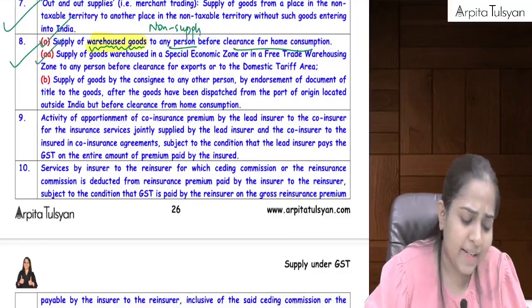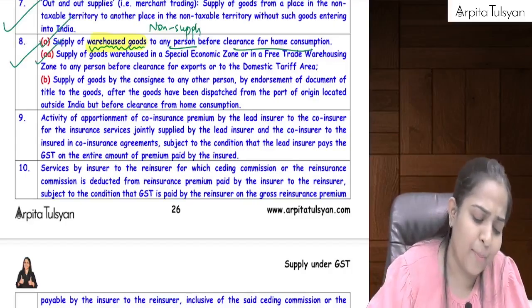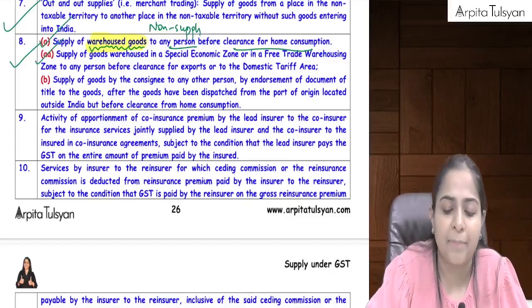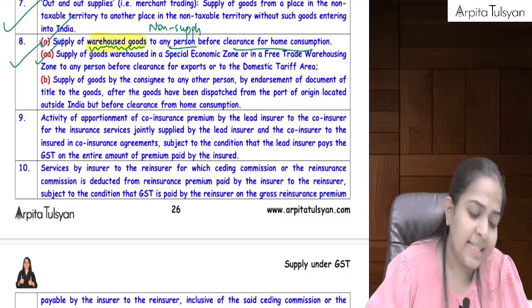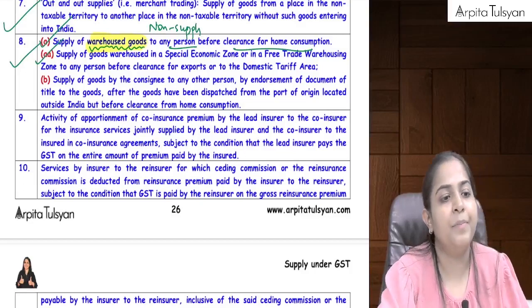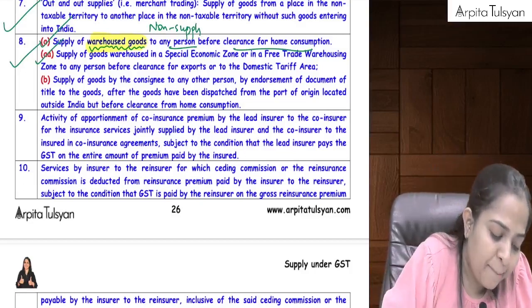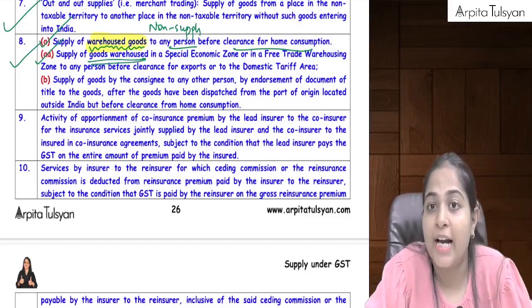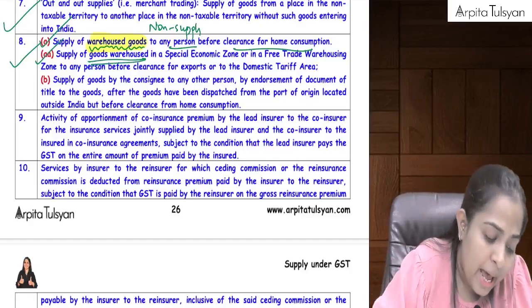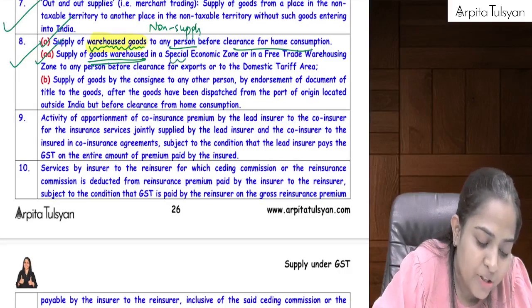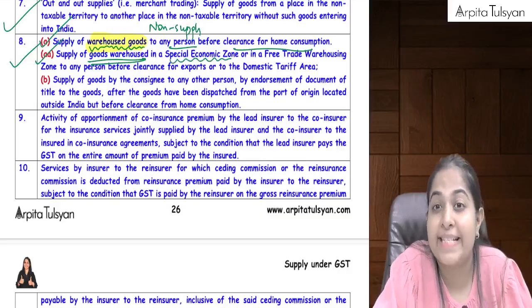Next, double A. Okay, similar point. Double A is also a similar point. See what they are telling us here. This was added some time back, this double A point. Now here, supply of goods warehoused. Again the warehoused goods. But this time it is warehoused in the special economic zone, SEZ area.